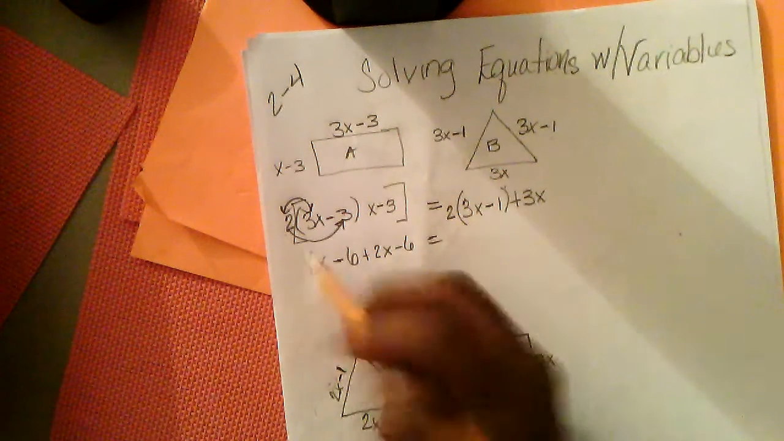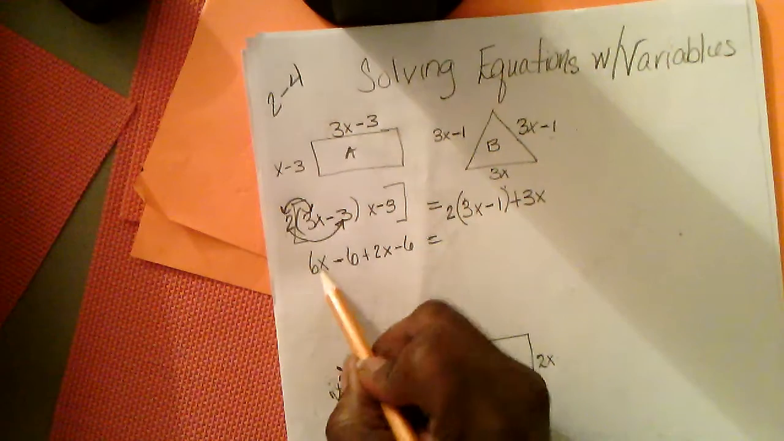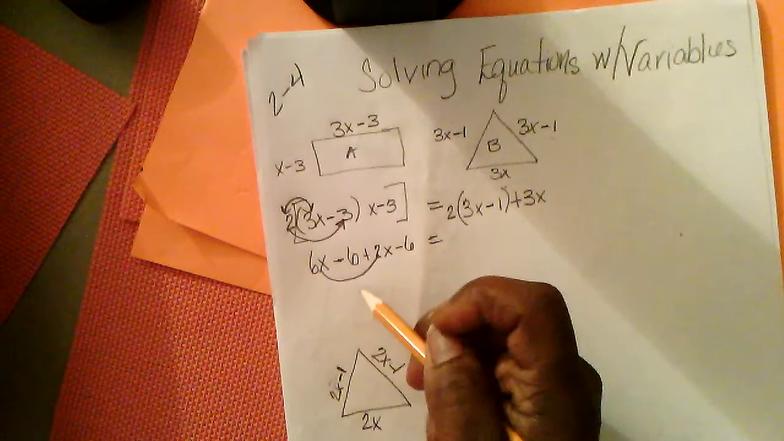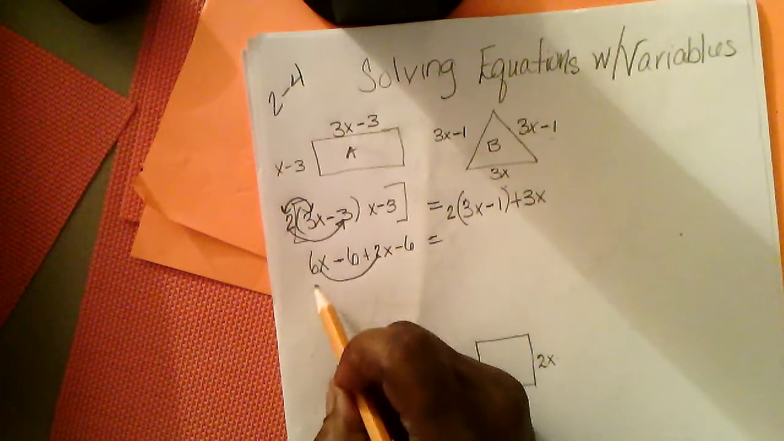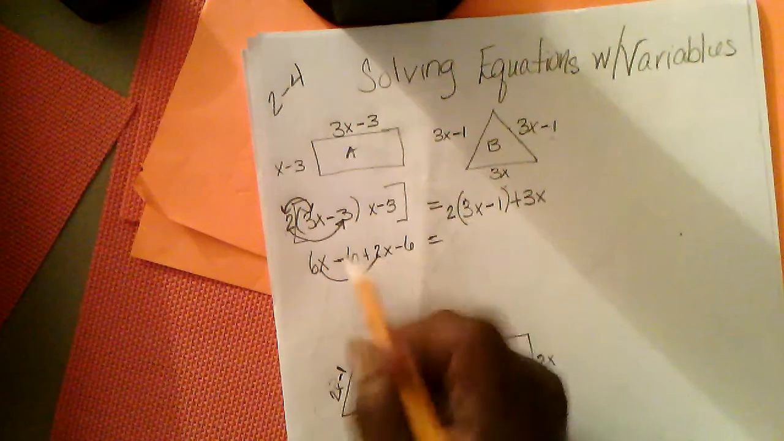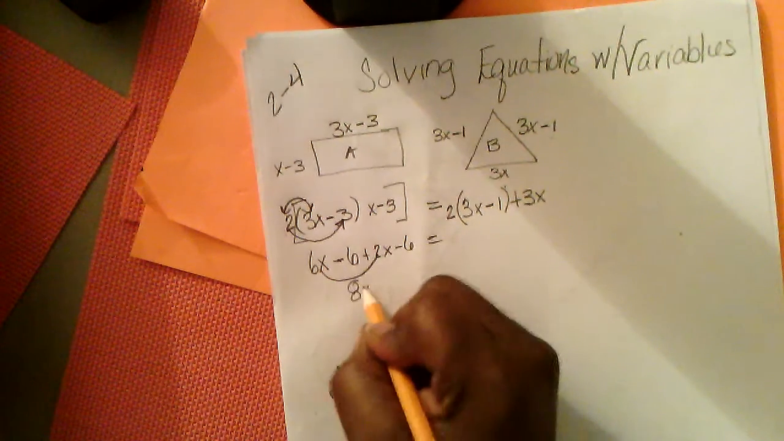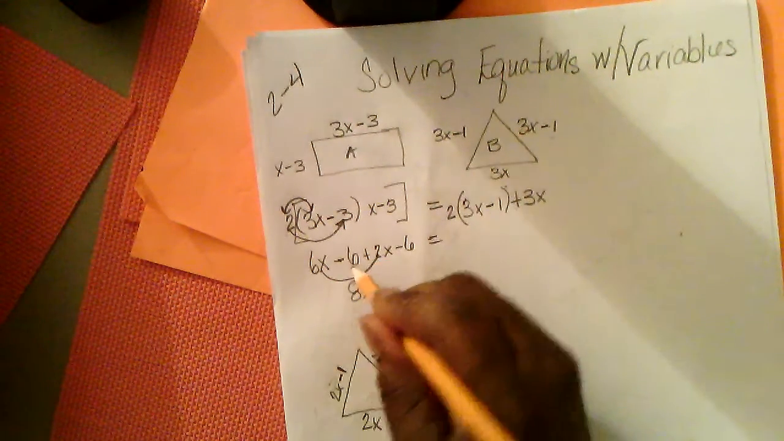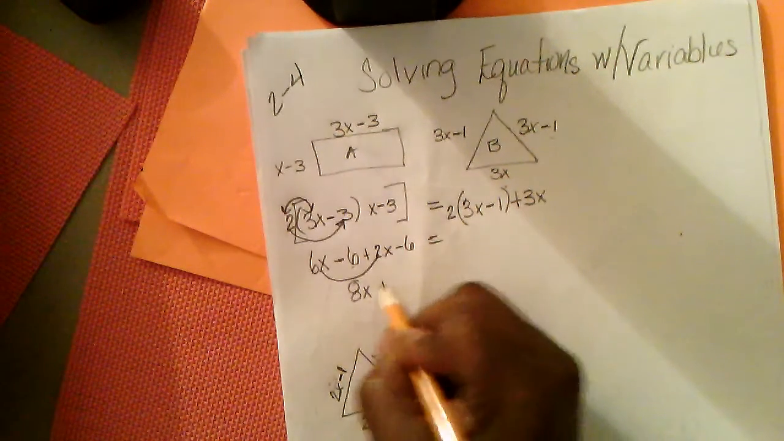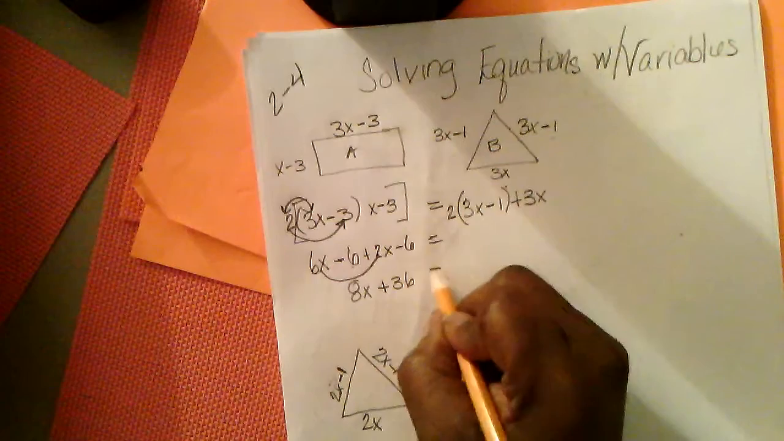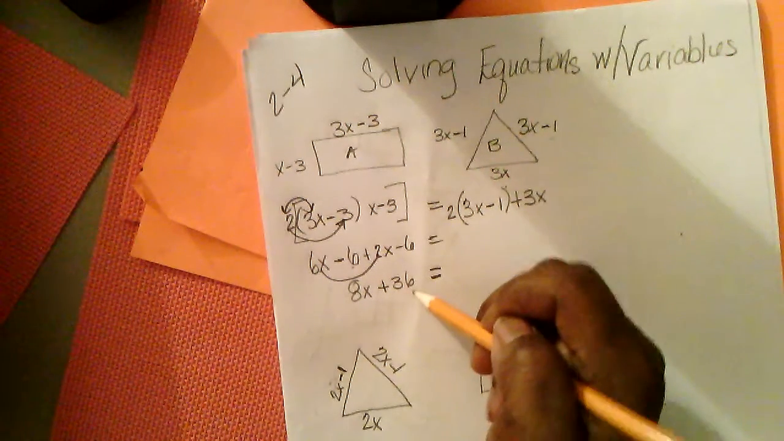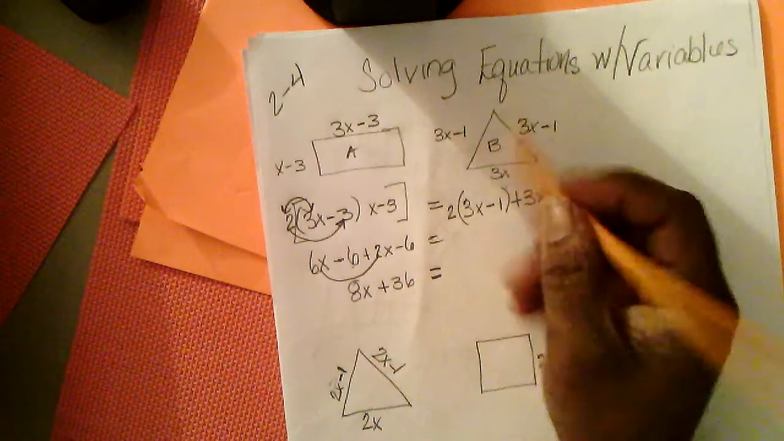So if we go through and combine like terms, and if you look at it, I'm just doing one side at a time just to kind of simplify the process for you guys. So 6x plus 2x gives us 8x. Negative 6 times negative 6 gives us positive 36. Leaves us at 8x plus 36. Okay, so now let's go ahead and go to this side.